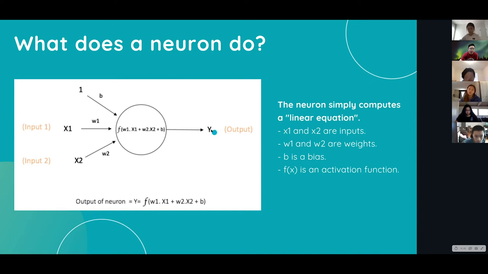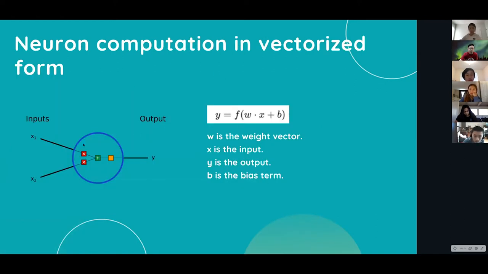The output of the neuron, which is y here, is equal to this function here, taking these values. And this function, we call that the activation function. You might be wondering, what is an activation function? Basically, we rewrite the whole thing in vector form. You remember the math for AI lecture, right? We learned about matrices. You have the weight vector times the input vector plus the bias vector, and that gives you the output. Once you write it down in a vectorized form, it's very clean.